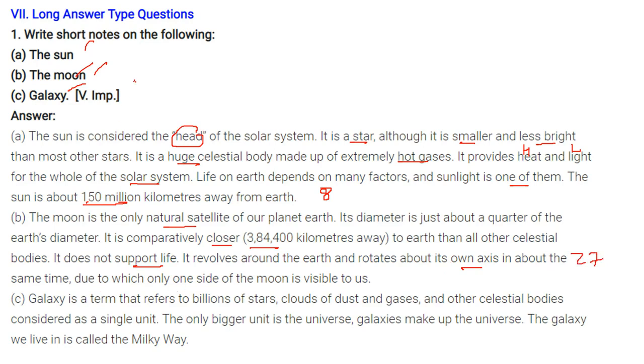Now, galaxy. Galaxy is the term that refers to billions of stars, clouds of dust, gases, and other celestial bodies which are considered as a single unit. They are considered as a single unit. The only bigger unit in the universe is galaxies, which make up the universe. So the galaxy we live in is known as the Milky Way galaxy.